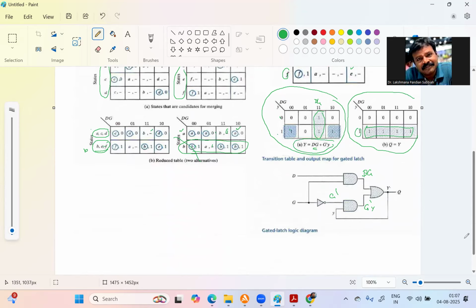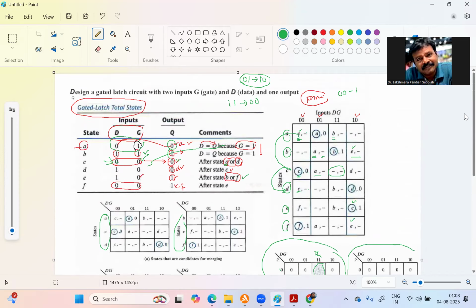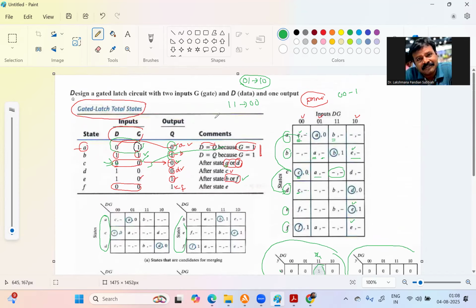So now this Y is this one, right? This Y is fed back to the small y. So we are getting now the gated latch diagram. Suppose they may ask how to design a gated latch diagram. Then you have to represent the total state.